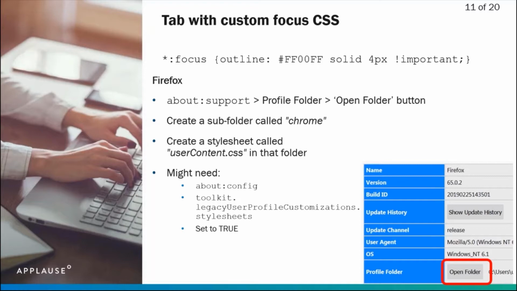And in this case here, I'm setting it to F0F, which is purple. And it's a solid 4 pixel, just to make it a little bit thicker. And I put bang important on there so that I can override whatever the page might be doing with its focus indicator. Now I'll touch on that in a second.